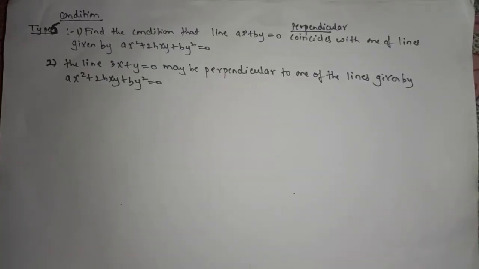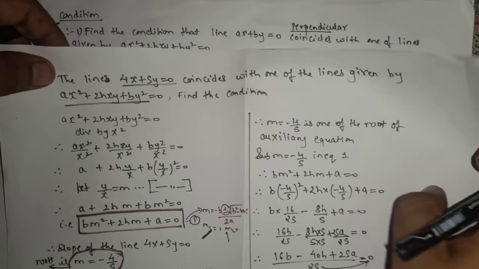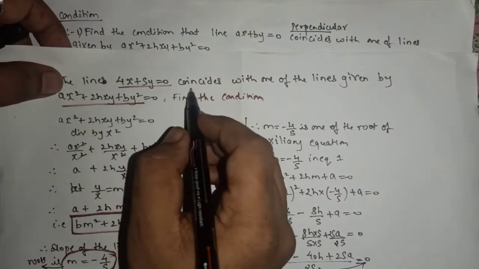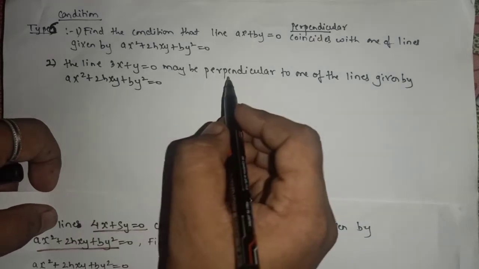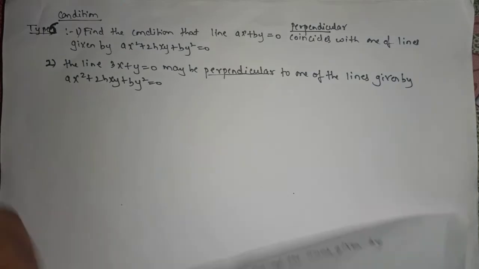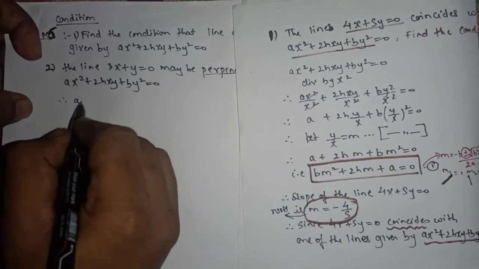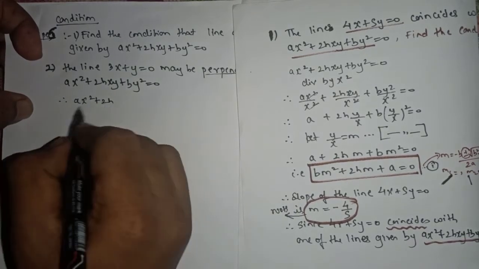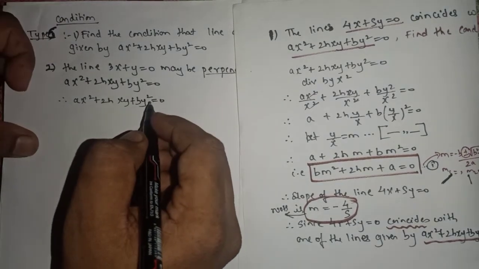So we'll take one more example, which is based on the same type number 6. In the previous one we saw a line coincide with one of the lines. So here we'll see a line perpendicular to one of the lines given by an equation. As we know, here we have a quadratic equation in the form of ax square plus 2hxy plus by square equals to 0.